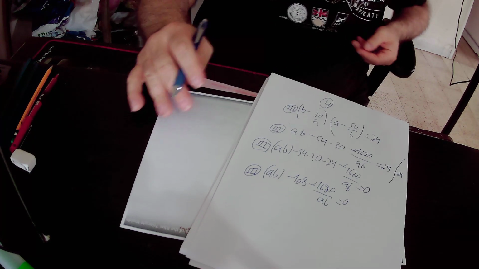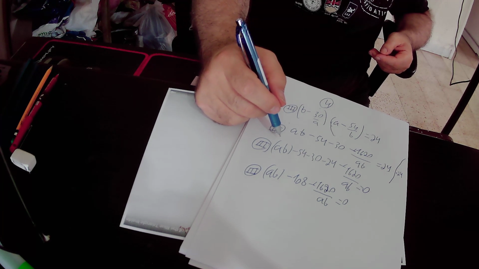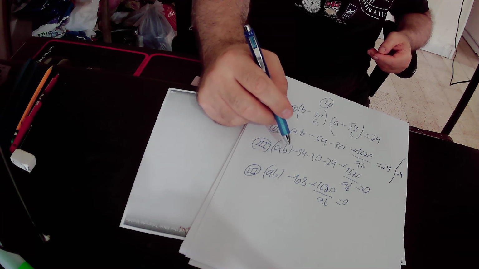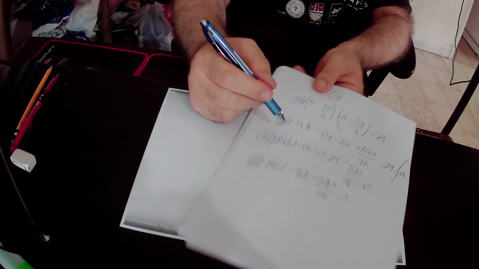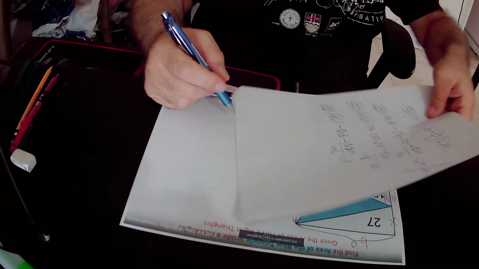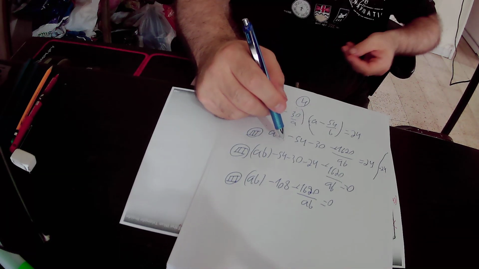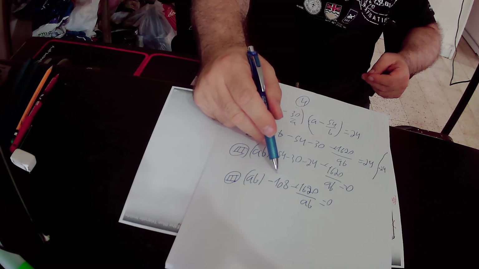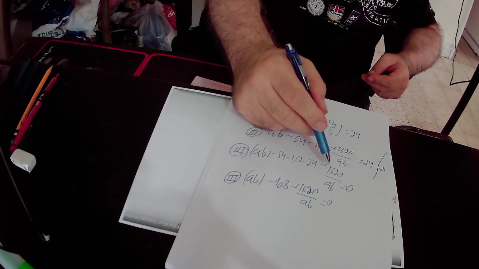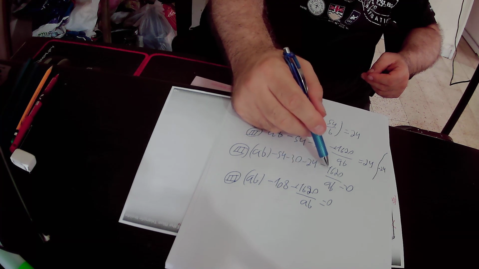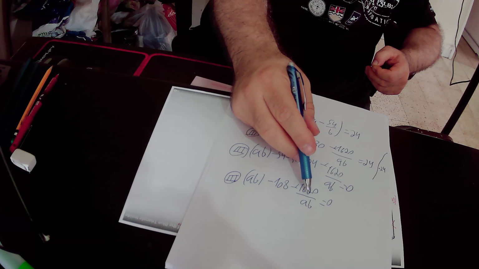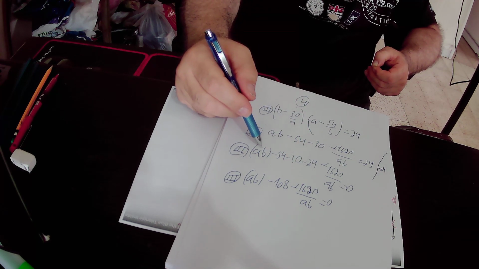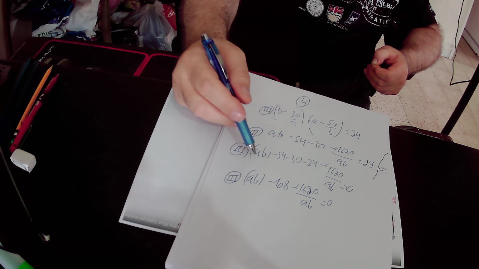Okay, everything is the same, but here negative 54, negative 30, negative 24 equals negative 108. The rest is the same. We copied 1620 divided by A, we copied it here, and we copied AB from here to here.